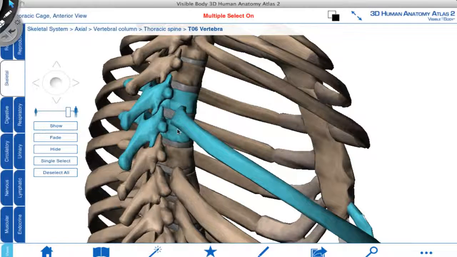Surrounding this particular joint are ligaments. It's a typical synovial joint, so we have ligaments surrounding it. And although a lot of movement doesn't actually occur at this joint, small movements at the joint of the head of the rib can cause quite large movements at the sternal end of the rib.